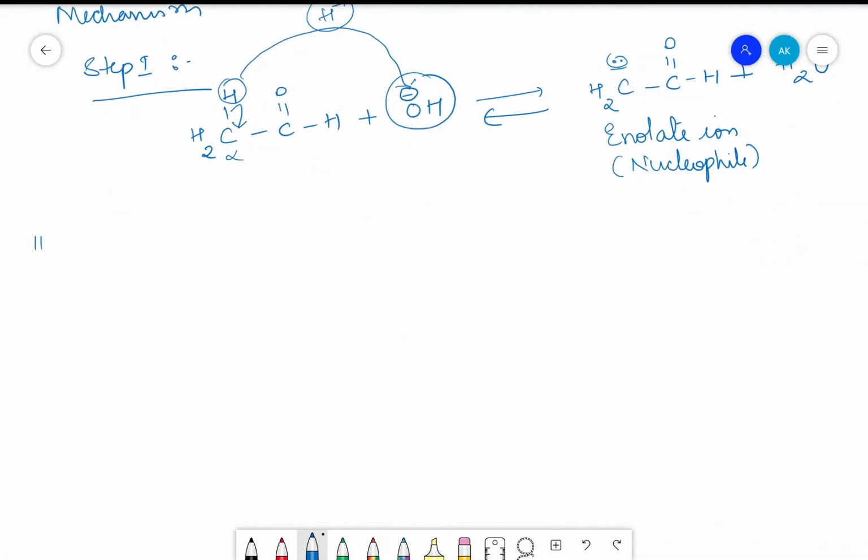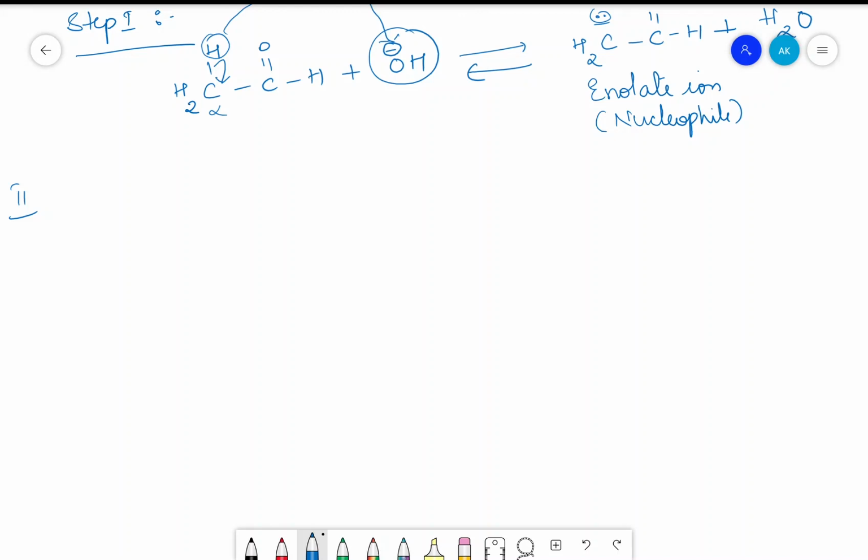The second step is the formed enolate ion will attack another carbonyl group, that is acetaldehyde here. So I'll write another acetaldehyde group, that is CH3, C double bond OH, plus enolate ion, CH2 negative charge, C double bond OH, reversible arrows. Due to the difference in electronegativity, oxygen will have partially negative and this carbon will have partially positive.